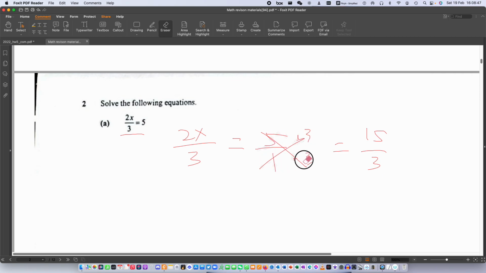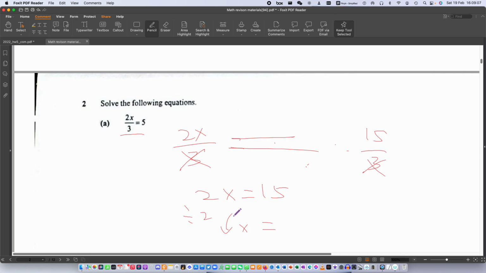Do you know why I convert it to 15 over 3? So can we delete the denominator? Why can you delete it in this case? Because this is an equation. Yes, so it's an equation, so if I have the 3 here and I have the 3 here, I can delete them. So I end up with 2x over 15. So x is equal to, this is divided by 2, this is divided by 2, so it's 7.5.